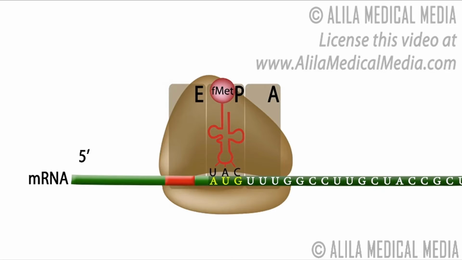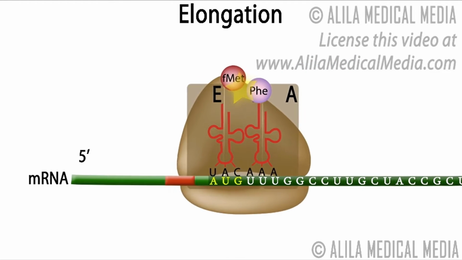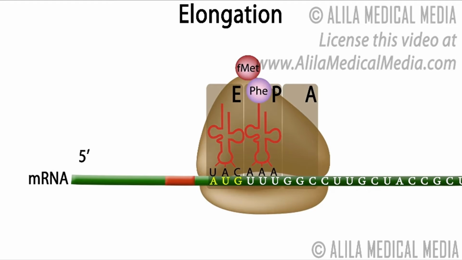At the A site, tRNA is checked to see if it matches the codon and it binds. At the P site, the tRNA donates its amino acid to the growing protein. At the E site, the empty tRNA leaves the ribosome.